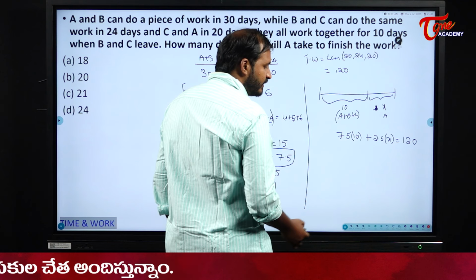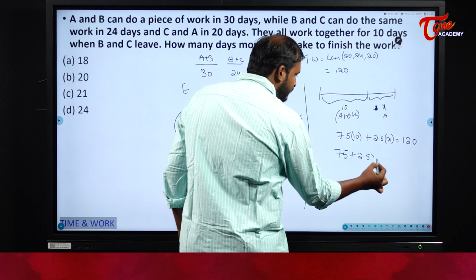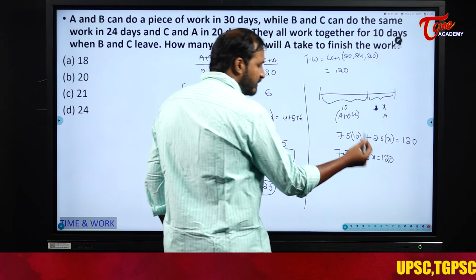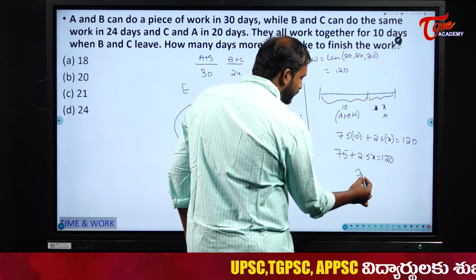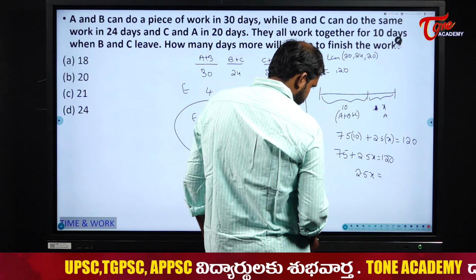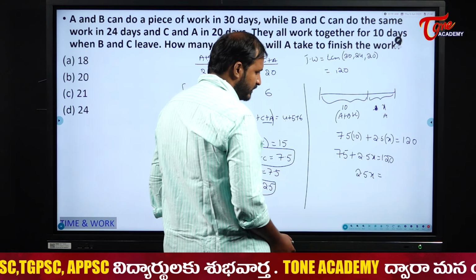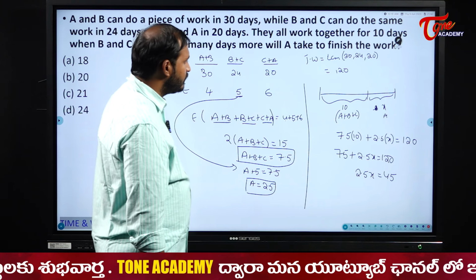So now 7.5 into 10, what it becomes? 75 plus 2.5x is equal to 120. When I send 75 to that side, it will become minus 75. So 2.5x is equal to what it becomes? 120 minus 75 means 45. 2.5x is equal to 45.